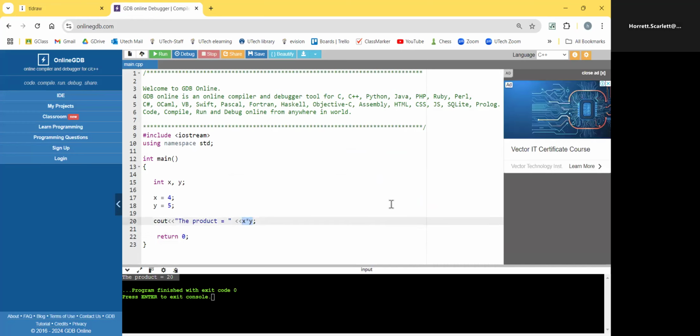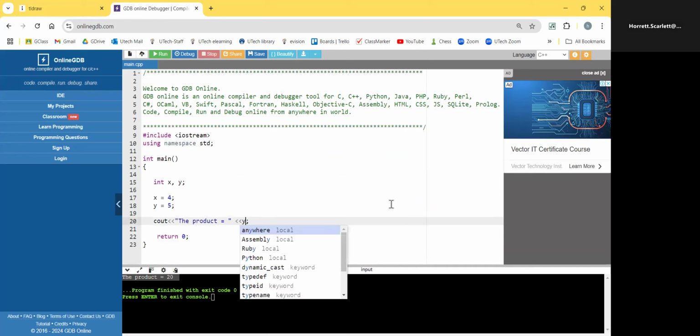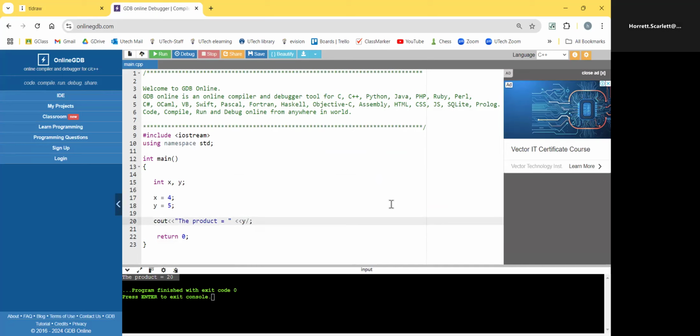So let's change the scenario. Let us say y is divided by x. In other words, 5 is divided by 4, and we are going to execute. And now notice it indicates that the output is 1. And let me change this to division, just so that the message is consistent with what we are trying to accomplish. So it says that the division is equal to 1.